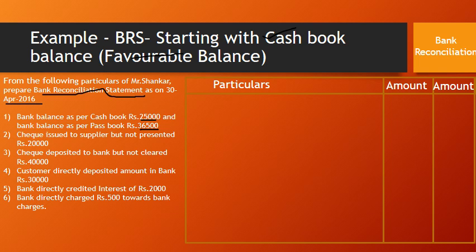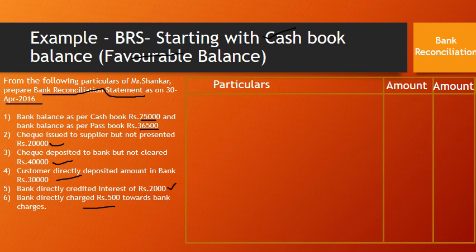Here are other transactions. Check issued to supplier but not presented, 20,000. Check deposited to bank but not cleared, 40,000. Customer directly deposited amount in bank, 30,000. Bank directly credited interest, rupees 2,000. Bank directly charged rupees 500 towards bank charges. Let's see one by one.